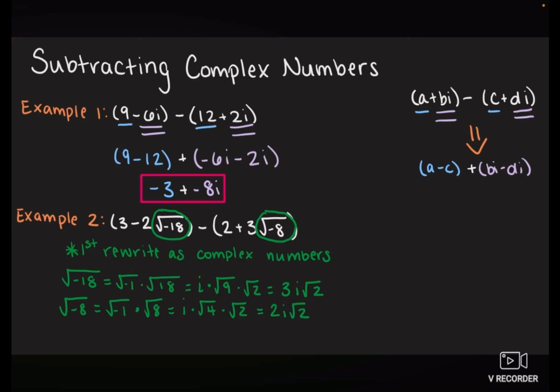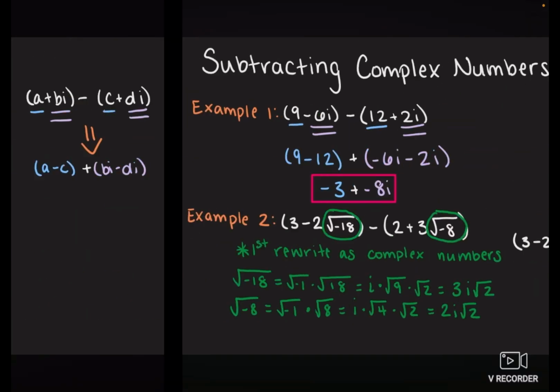The square root of minus 8 is equal to the square root of minus 1 times the square root of 8. The square root of minus 8 is equal to 2i square root of 2.